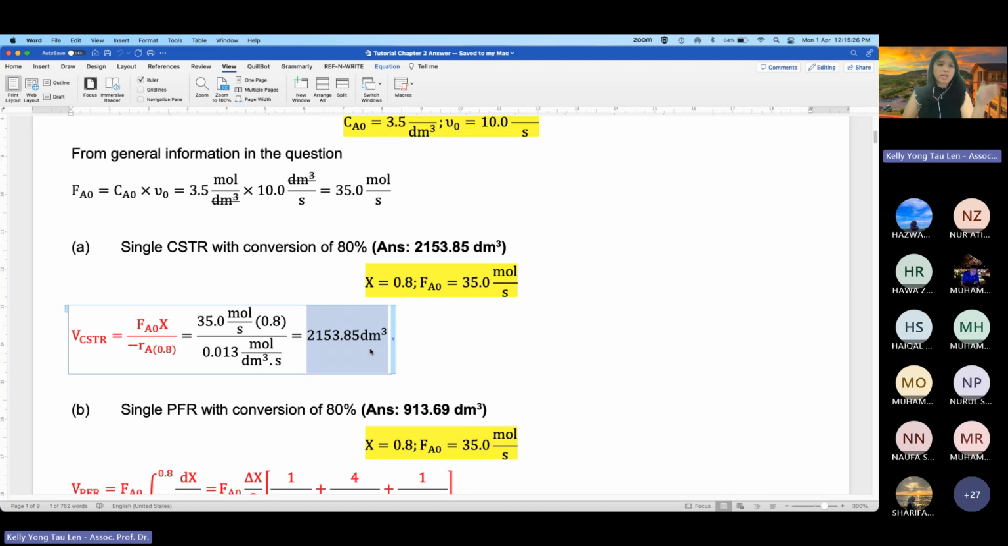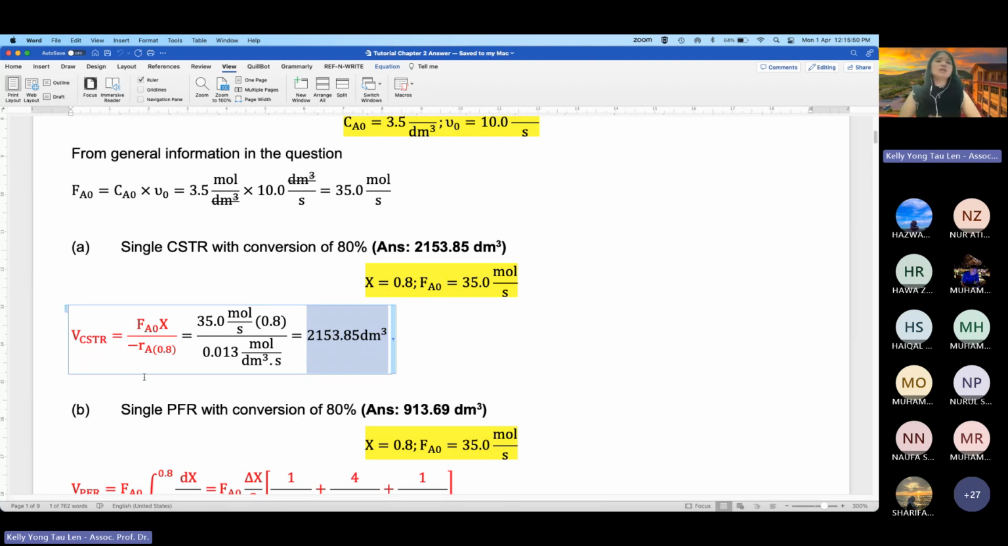Some may ask, what significant figures are necessary? For me, I'm okay. You want to put 2, 3, or 4, I will still accept the answer, because if you submit the answer, I will also recalculate using your numbers to check whether it's correct or not. So you don't have to worry too much about significant figures. You will not be punished for the number of significant figures. All right, so that is done for single CSTR, part A.